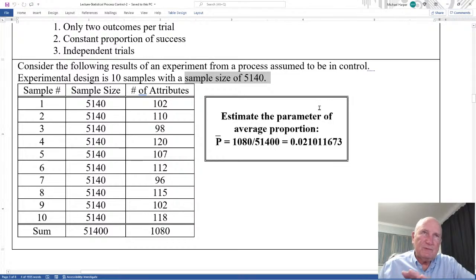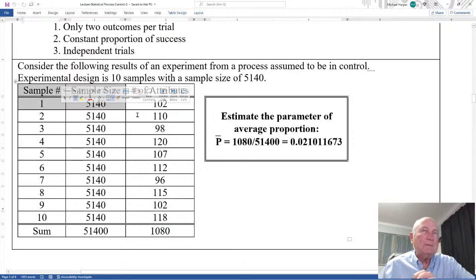Now, here comes some terminology. The number of samples here is 10. The sample size is the number of observations per sample. So the sample size is not the number of samples. The sample size is the number of observations per sample. So be very careful with that language.